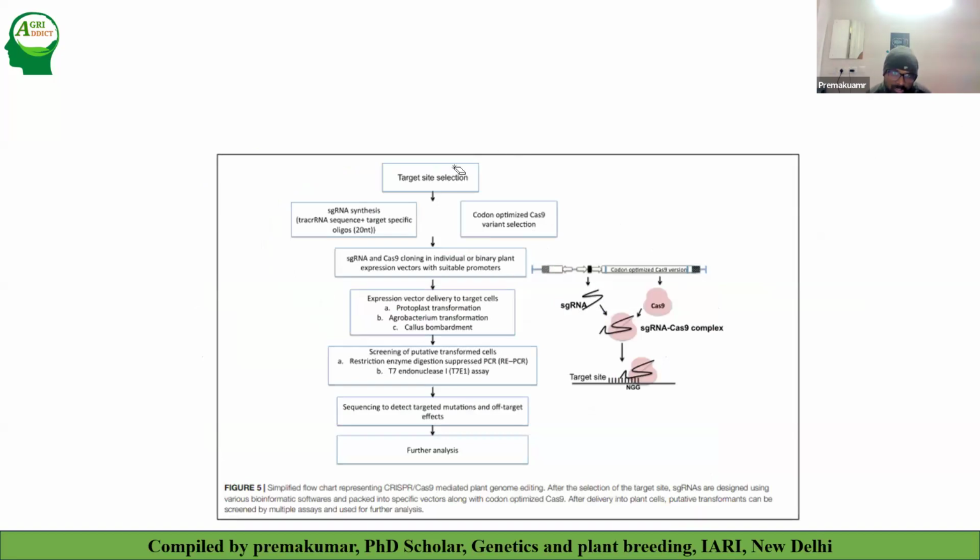Now, first you have to choose the target site. Then you have to design guide RNA for that. There are many tools like ChopChop, or you can use any other tool. ChopChop is the mostly used tool. Either you can synthesize the guide RNA. Then after that, there is one technique called codon optimization.